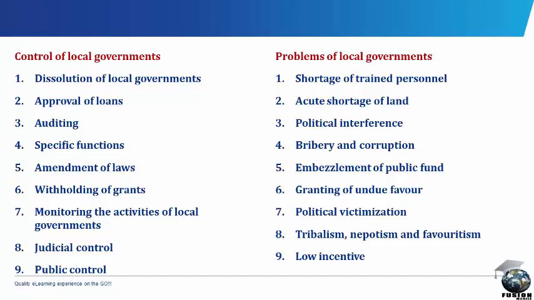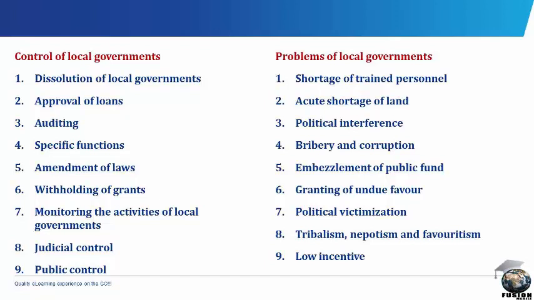Number 5, some local government officials use their positions to give undue favor to their friends, mostly in the award of contracts. Number 6, most local governments are victimized politically and frustrated, especially if they are not in the good books of the ruling political party.